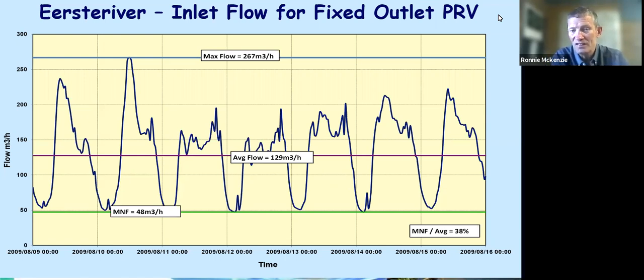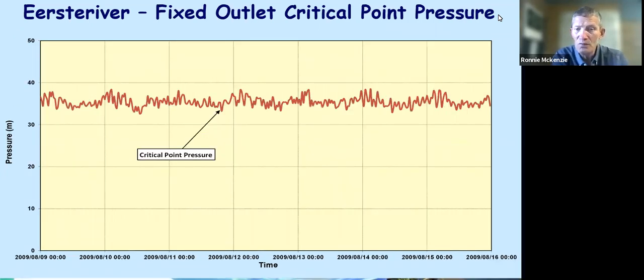Not as big as Kailicha, but it's a smaller zone. I mean, it's a small zone. The critical point pressure is now fluctuating around 35 meters. Now you can see it's pretty stable. Now, technically, we can drop it further. We could take it right down to 20 meters.